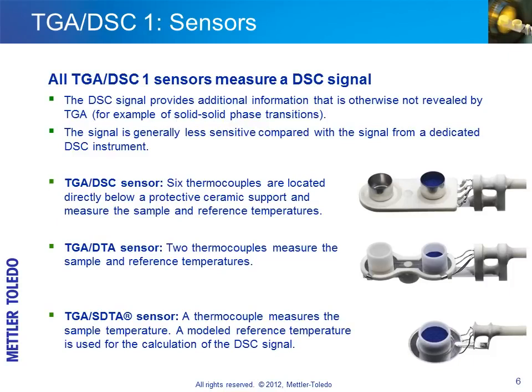The TGA SDTA sensor consists of a platinum support with a thermocouple that measures the sample temperature. A modeled reference temperature is used for the DSC signal. All 3 sensors generate a DSC signal which provides additional information that is otherwise not revealed by TGA alone. For example, solid-solid phase transitions. The DSC signal is generally less sensitive than the signal from a dedicated DSC instrument.